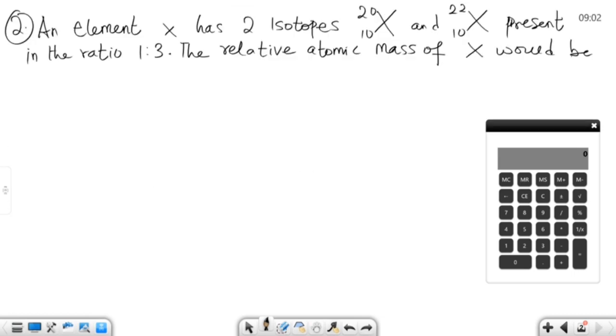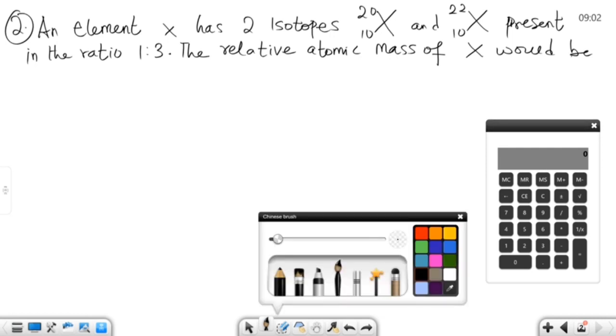Now, let's look at this other example of calculation on isotopes. An element X has two isotopes with atomic masses of 20 and 22 present in the ratio of 1:3. The relative atomic mass of X will be, now this is given in ratio. Now there are two ways you can solve this. You can decide to change this ratio into percentage, or you can solve with the ratio directly, which is easier and shorter. Now let's convert this ratio to percentage.